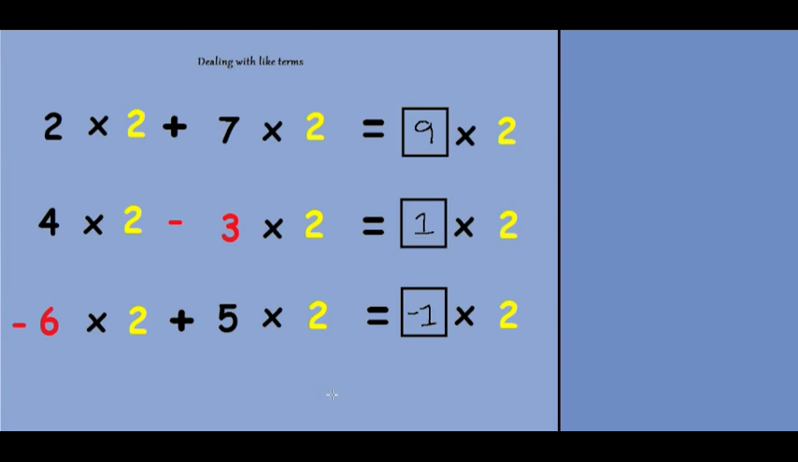Just to be sure, let's just double check the second one. 4 lots of 2 minus 3 lots of 2, so I'll pull up some yellow 2s for the 4 lots and some red 2s for this minus 3.